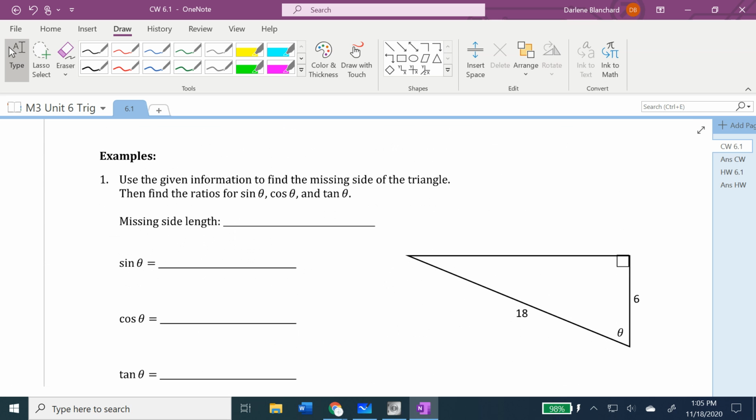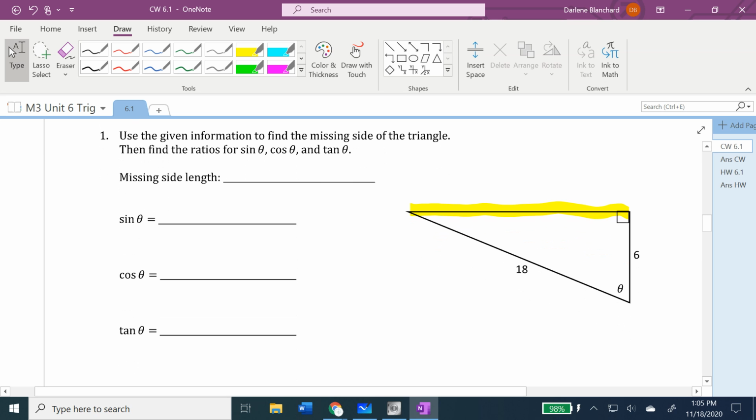So, examples. Here we go. You know this leg is 6. This hypotenuse is 18. Can you find the missing side? And does everyone realize that that means use Pythagorean theorem? Excellent. And once you find the length of this side, I want you to write the actual ratios.